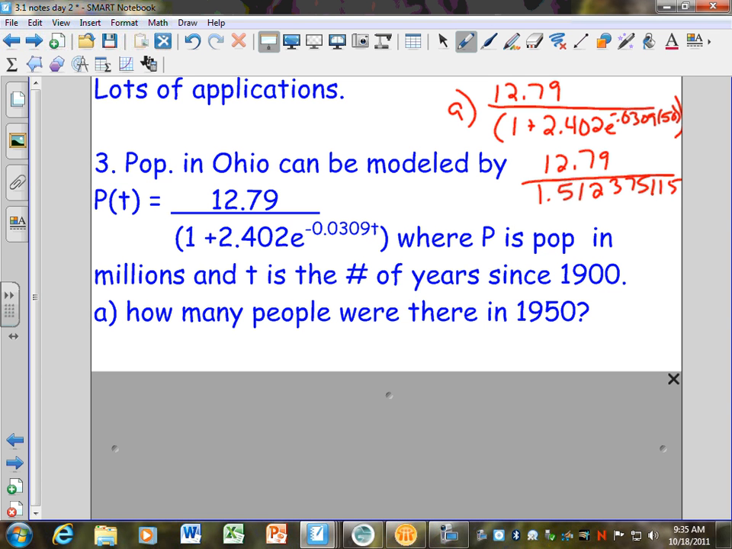Here's what I want to say. If you just rounded this to 1.5 and cut off all those other decimals, or let's say you did this part first and rounded, then multiplied and rounded, and then added 1 and rounded again, the more you round, the more inaccurate your results. So when you're using a calculator, round at the end, keep lots of decimals all the way through the problem, and then your answer should match what I have and what the back of the book has. So I'm going to type this in, 12.79 divided by this giant number here.